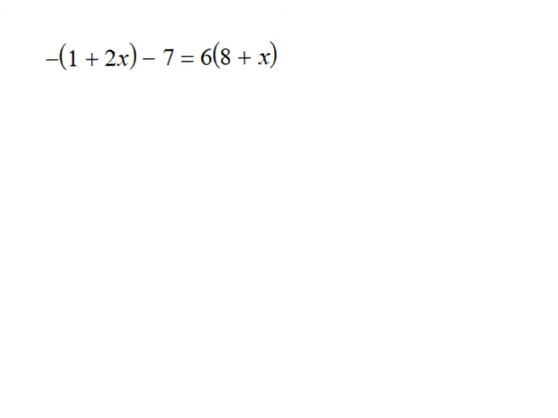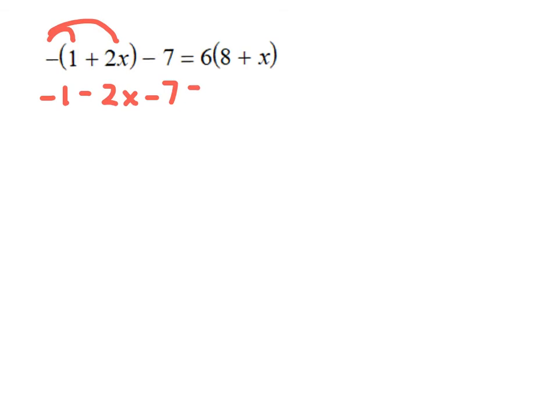In the next example, we first have to simplify both sides of the equation. So for the left side, the first thing I'm going to do is distribute the negative sign. So negative times 1 is negative 1. Negative times 2x is minus 2x minus 7.